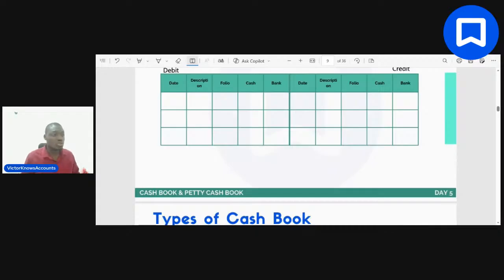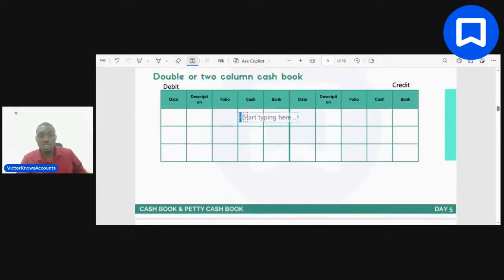they sold goods, and then the person decided to pay in cash. Let's assume that you run a business and you just sold something for 500,000 naira, and the person insisted on paying in cash, for example. Now, once you do that, in your double column cash book, you would already show that you received money here.